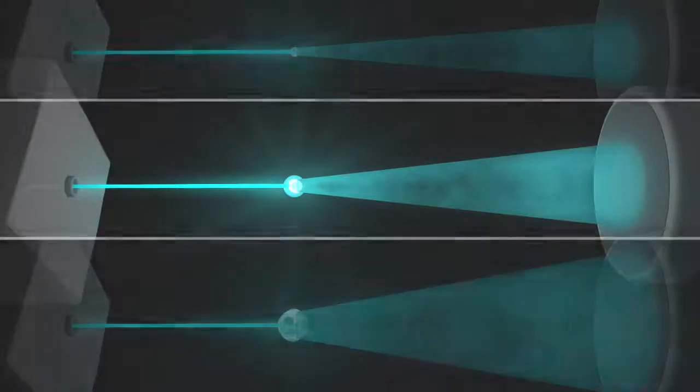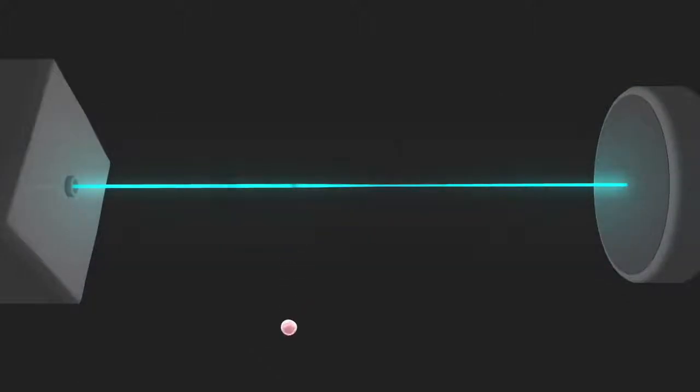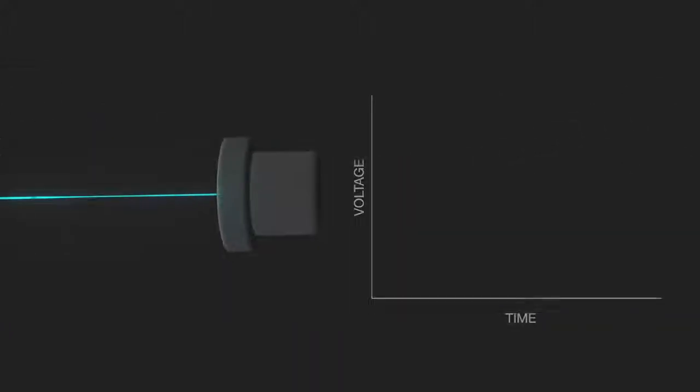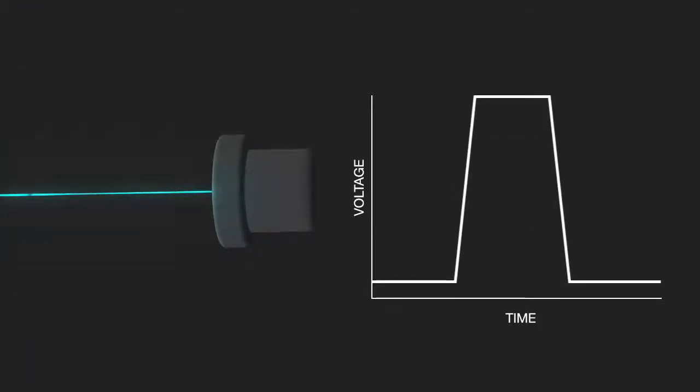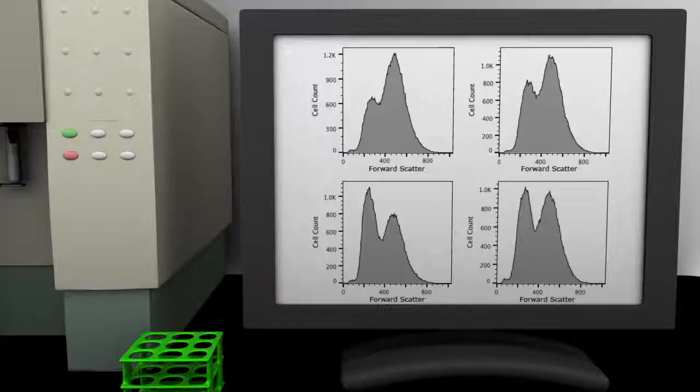Forward scatter is proportional to the size of the cell. The detector converts the scattered light into a voltage pulse, which is directly proportional to the amount of forward scattered light. The computer converts these data into a histogram plot with the amount of forward scattered light on the x-axis and the number of cells on the y-axis.